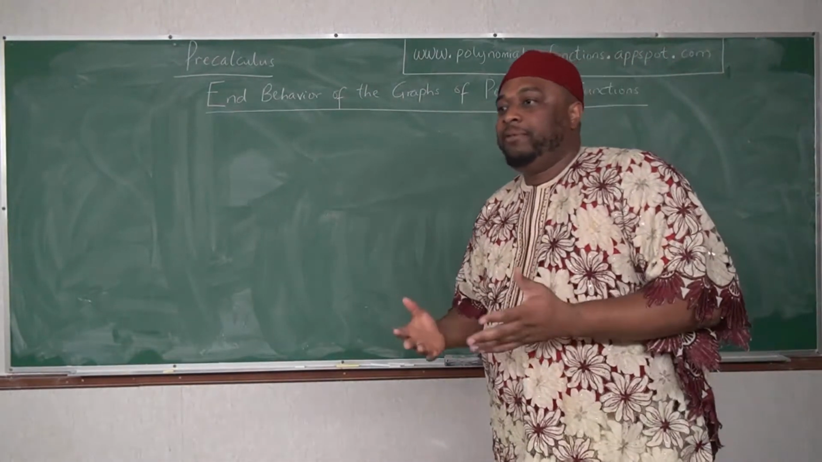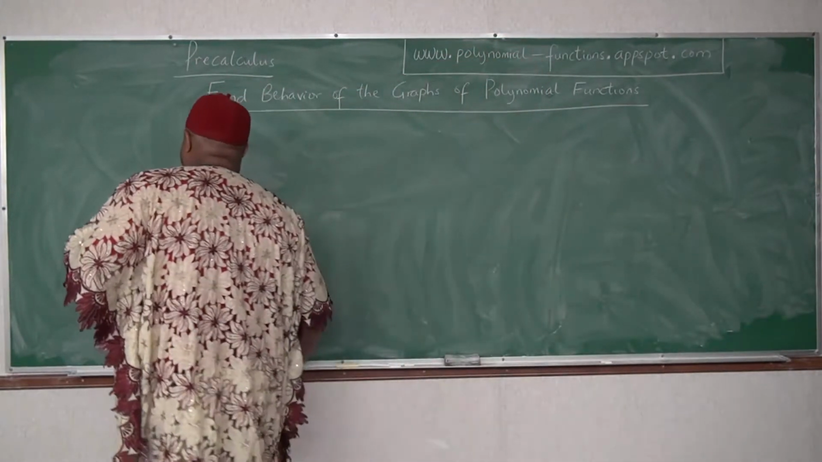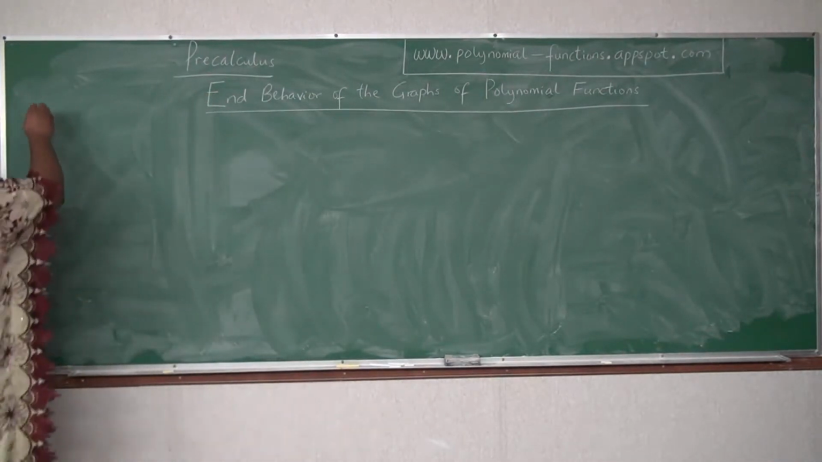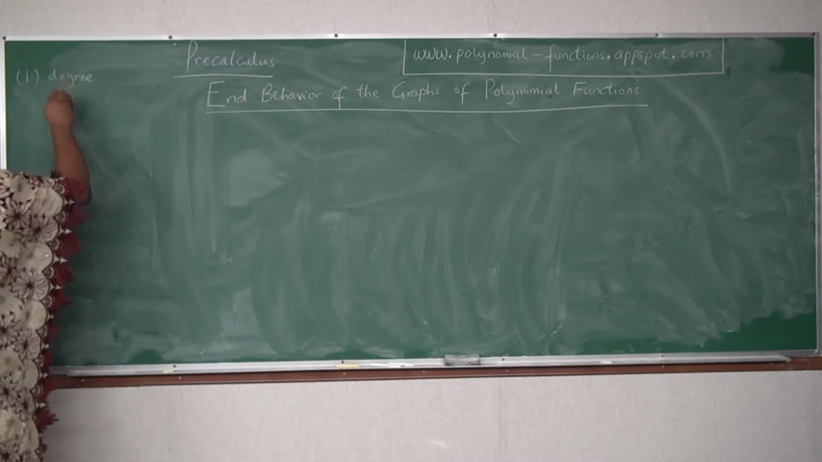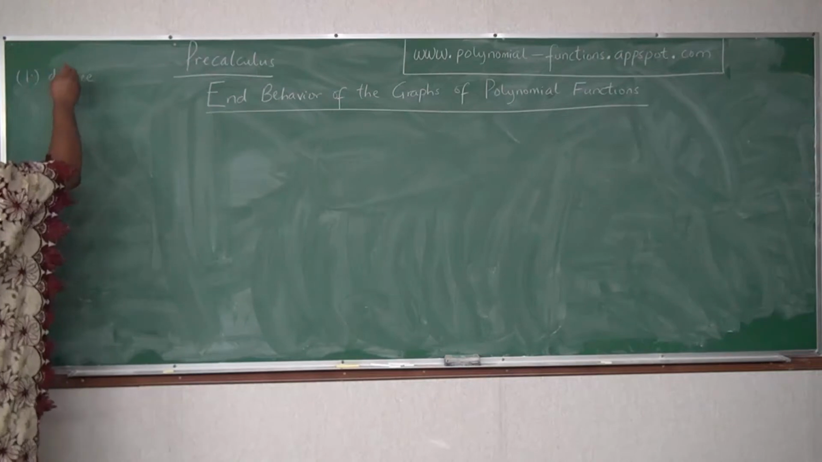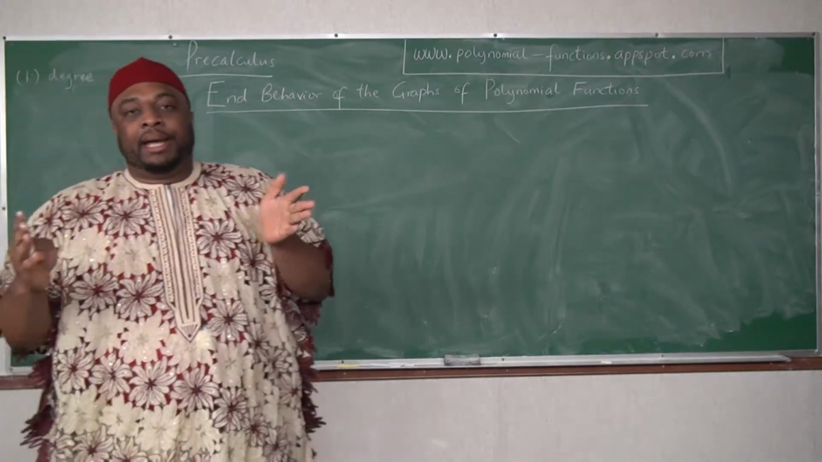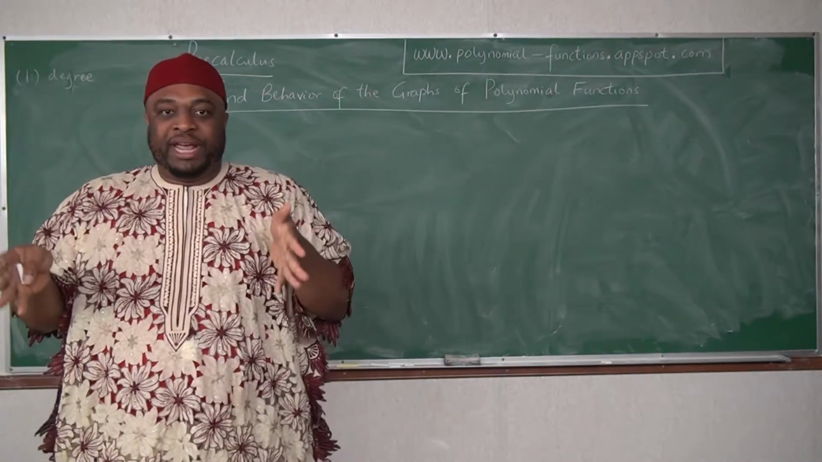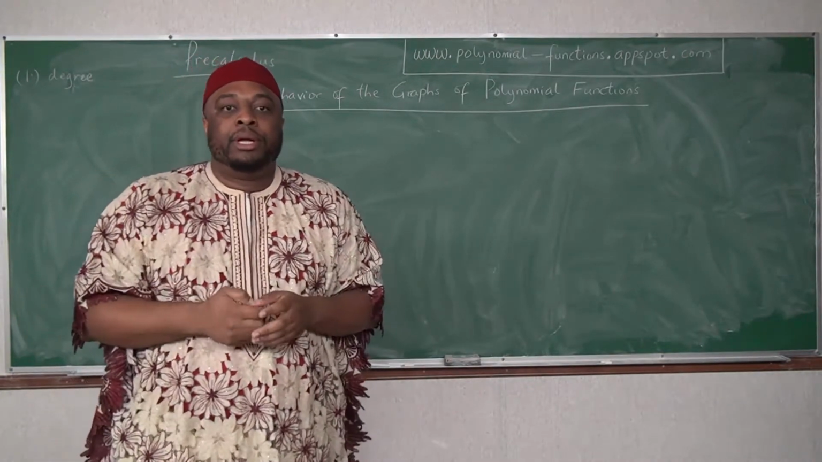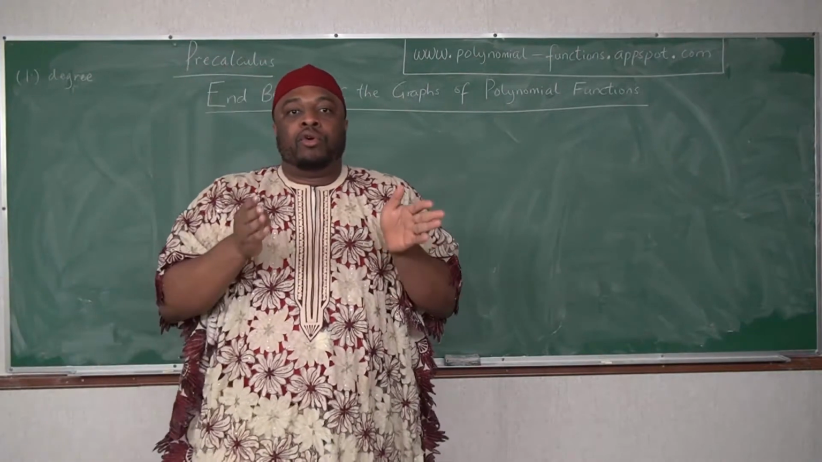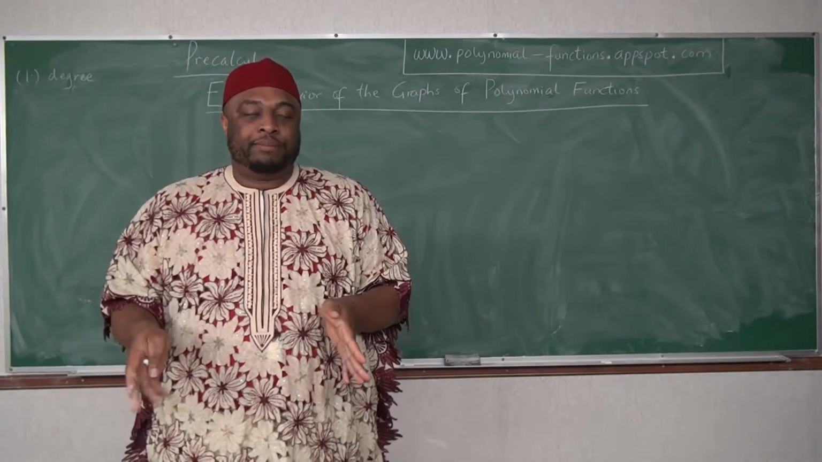Before we tell the end behavior of graphs, we are looking at two important things. We want to find the degree of the polynomial function. The degree of the polynomial function is the highest exponent of the variable in the polynomial function when it is in standard form. It has to be in standard form.